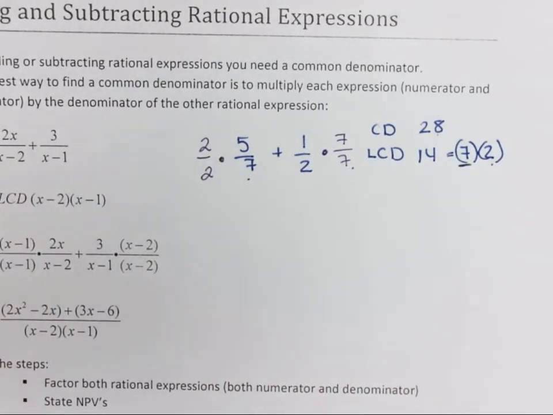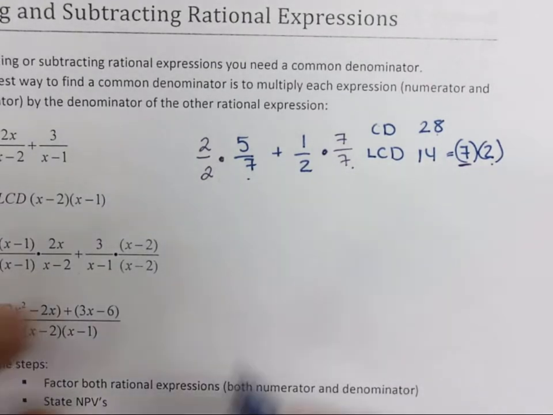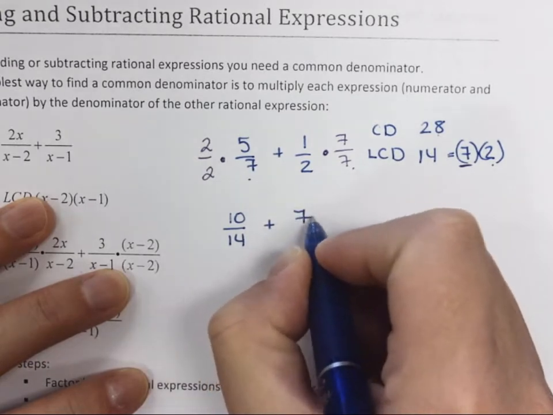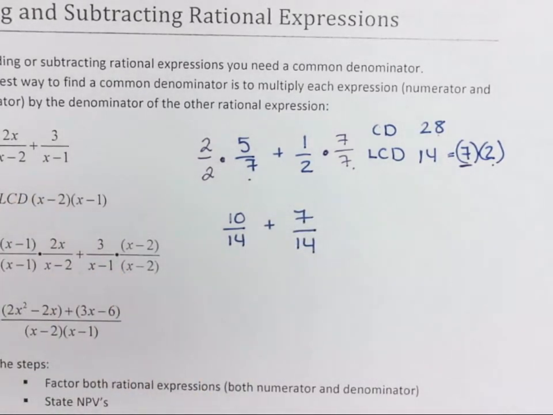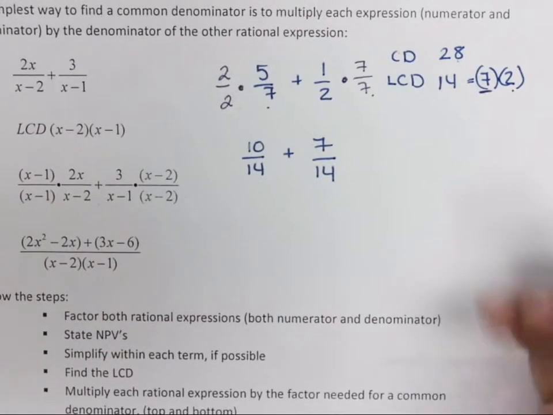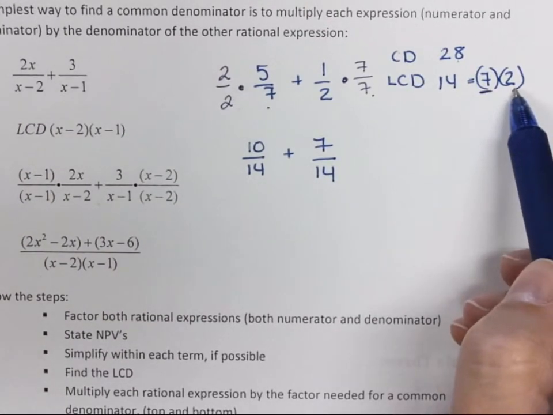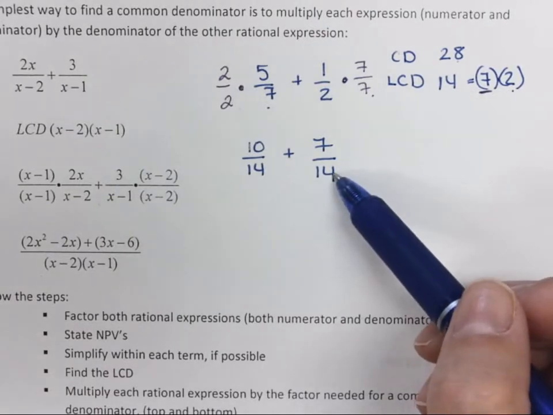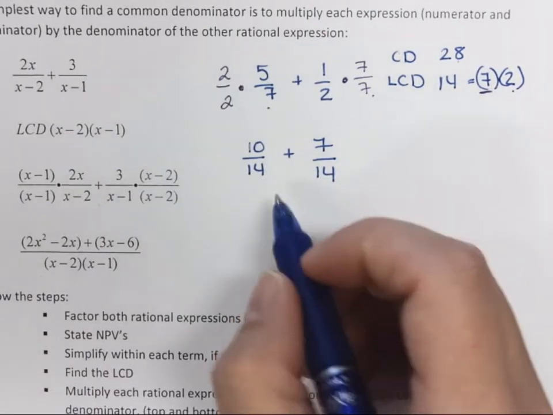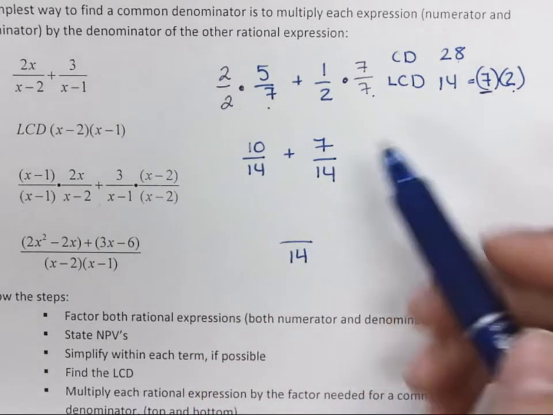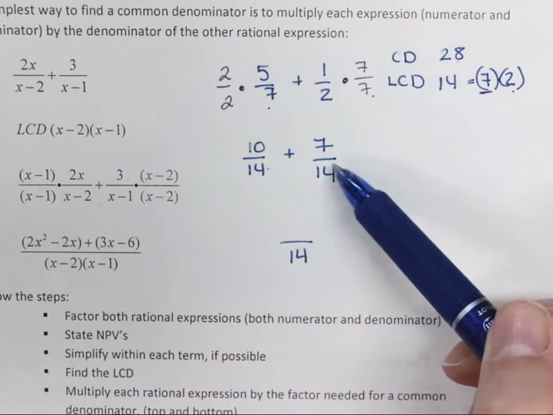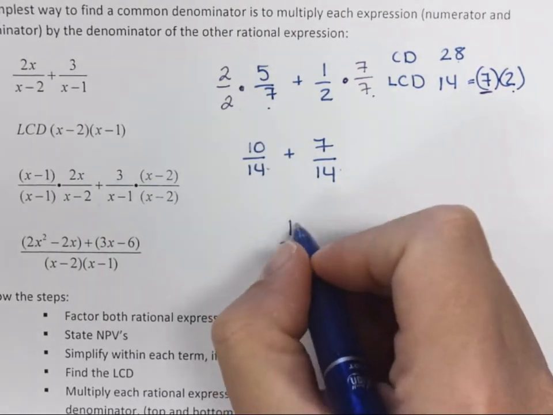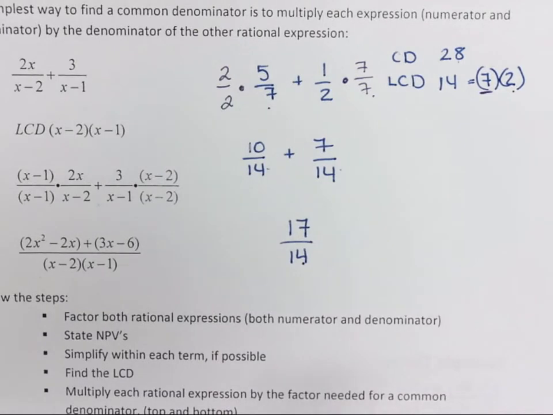You guys are like, we know how to do this, but the reason why I'm breaking down the steps for you is so that when we do it with letters, everything is exactly the same. So you're multiplying by the missing factor of your common denominator. Now that they both have the same denominator, we keep the denominator of 14. The denominator does not become 28. We keep that denominator because we worked hard to find it, and then we just add the numerators. So 17 over 14. Okay?